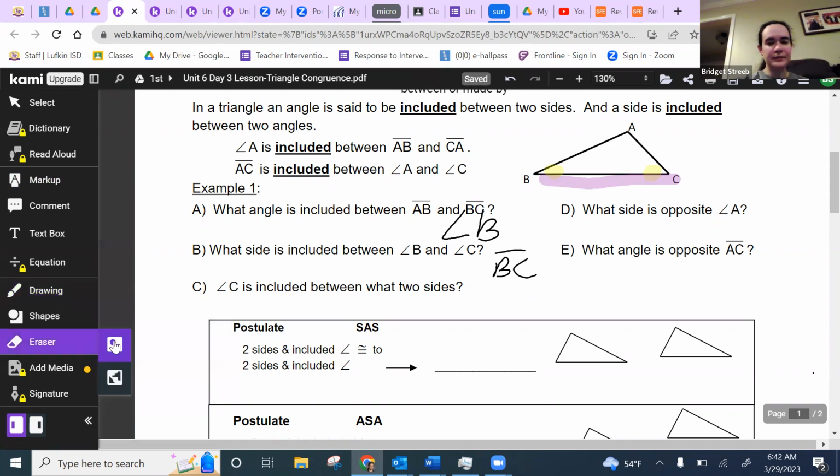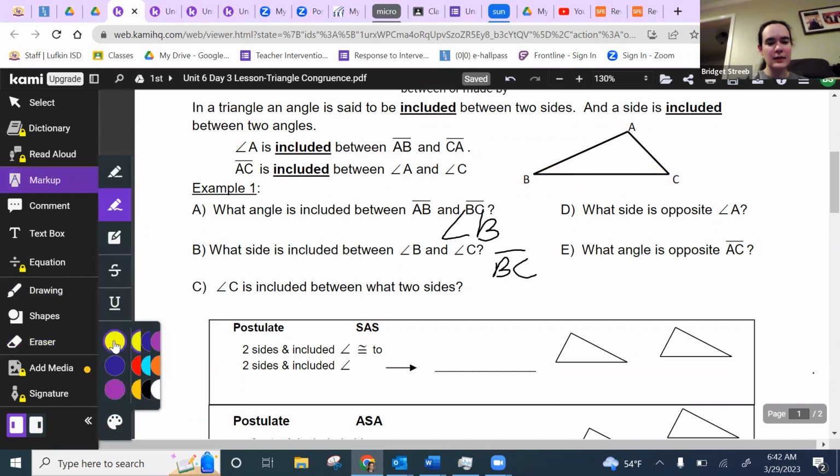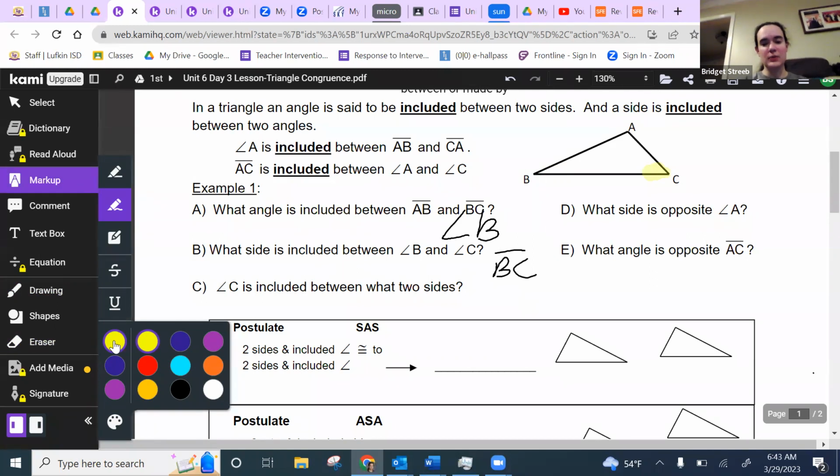So our next one, we are looking at angle C. And we would want to know what 2 sides are including angle C. So the 2 sides that sandwich it: segment BC and segment AC.